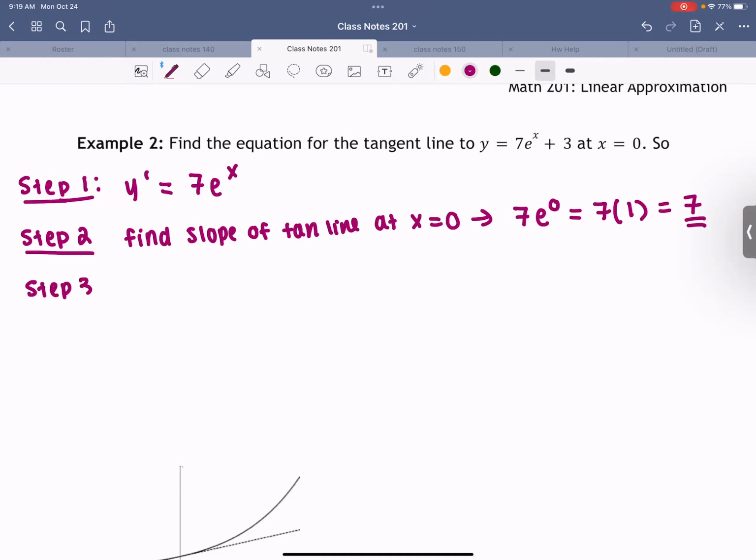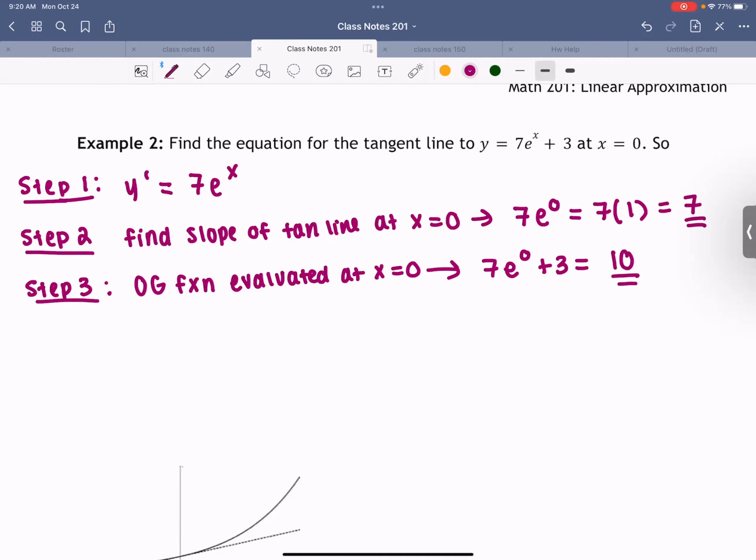Step number 3 is to find not just the derivative evaluated at 0, but my original function evaluated at 0. So I want to find my original function evaluated at x equals 0, which means I'm plugging in 0 for x up top. Now we already said that e to the 0 is 1, so 7 plus 3 is 10. So in my point slope equation, I know that x1 is 0, y1 is 10, and m is 7.